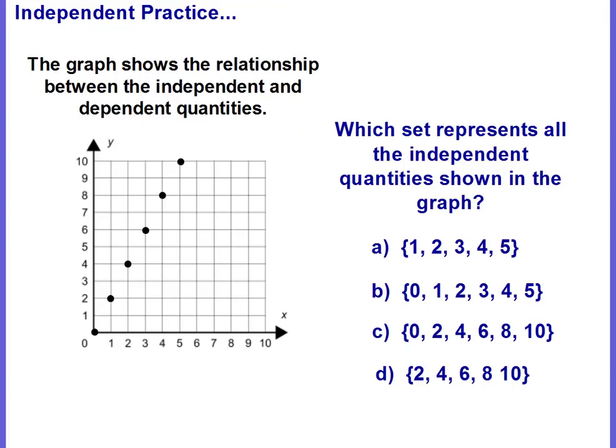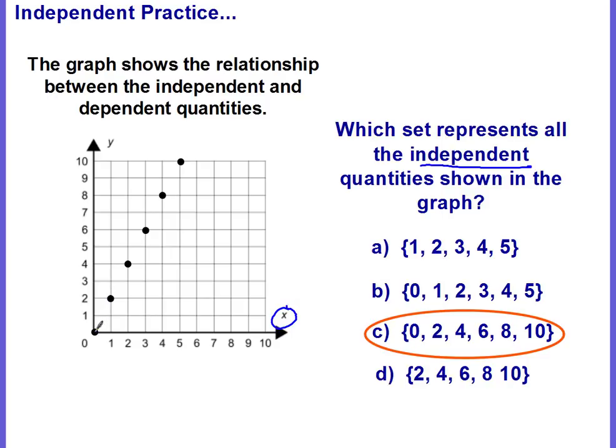Let's try another one. The graph shows the relationship between the independent and the dependent quantities. So which set represents all the independent quantities that are shown in the graph? Okay, go ahead and make your selection. Okay, did you choose C? We're talking independent. Independent is on your x-axis.